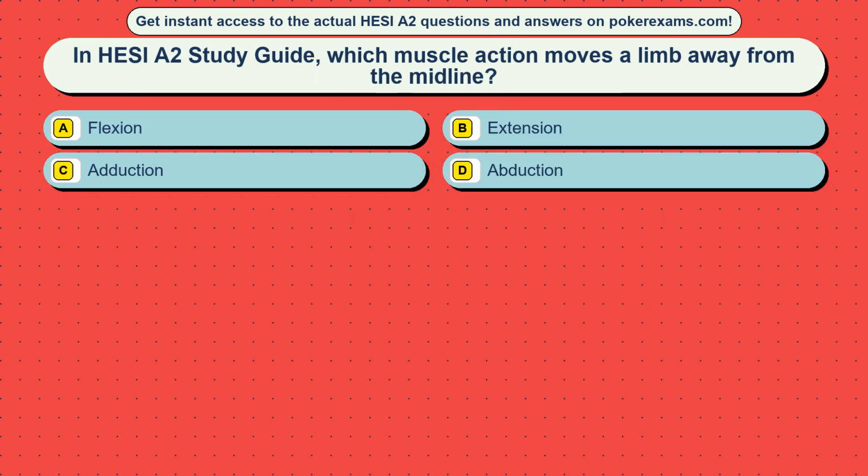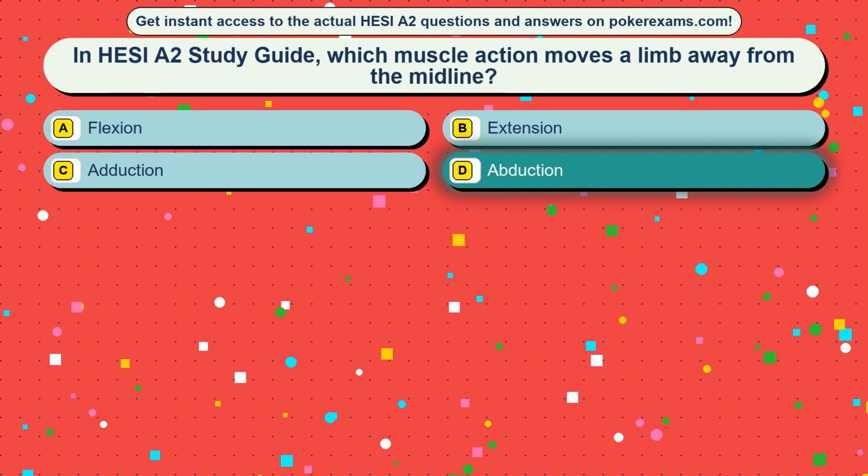Question 3. In HESI A2 Study Guide, which muscle action moves a limb away from the midline? Option A, flexion. Option B, extension. Option C, adduction. Option D, abduction. The correct answer is option D, abduction.